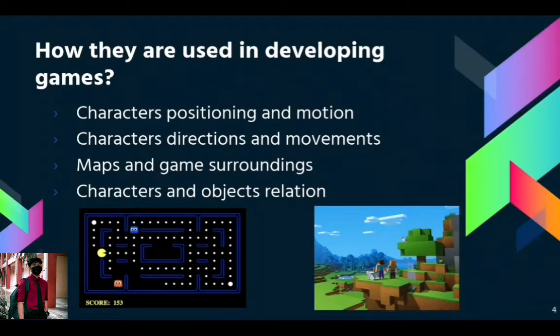Then, next, how are they used in developing games? There are 4 uses of scalar and vector in developing games. Firstly, characters, positioning and motion. Second one is characters, direction and movement. In addition, maps and game surroundings. The last one is characters and object relation.